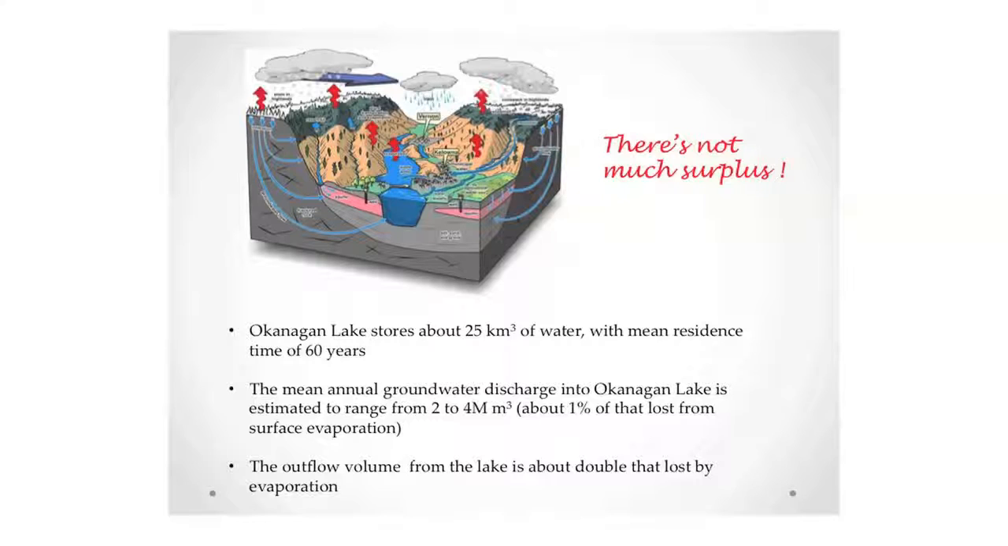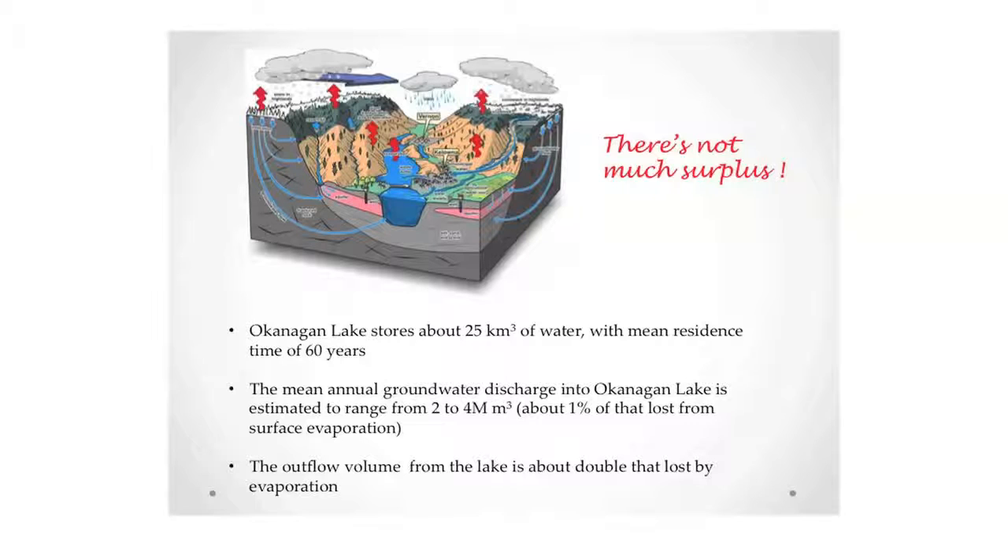The lake, though, is huge, right? 25 cubic kilometers of water is stored in the lake, and the water has a mean residence time of 60 years. So in lake terms, that's a very, very slow turnover, and leads to what we sometimes refer to as the illusion of abundance of water here. Although we've got this tremendous volume of water sitting there for a long period of time, the in and the out is relatively minor compared to the total volume in there.